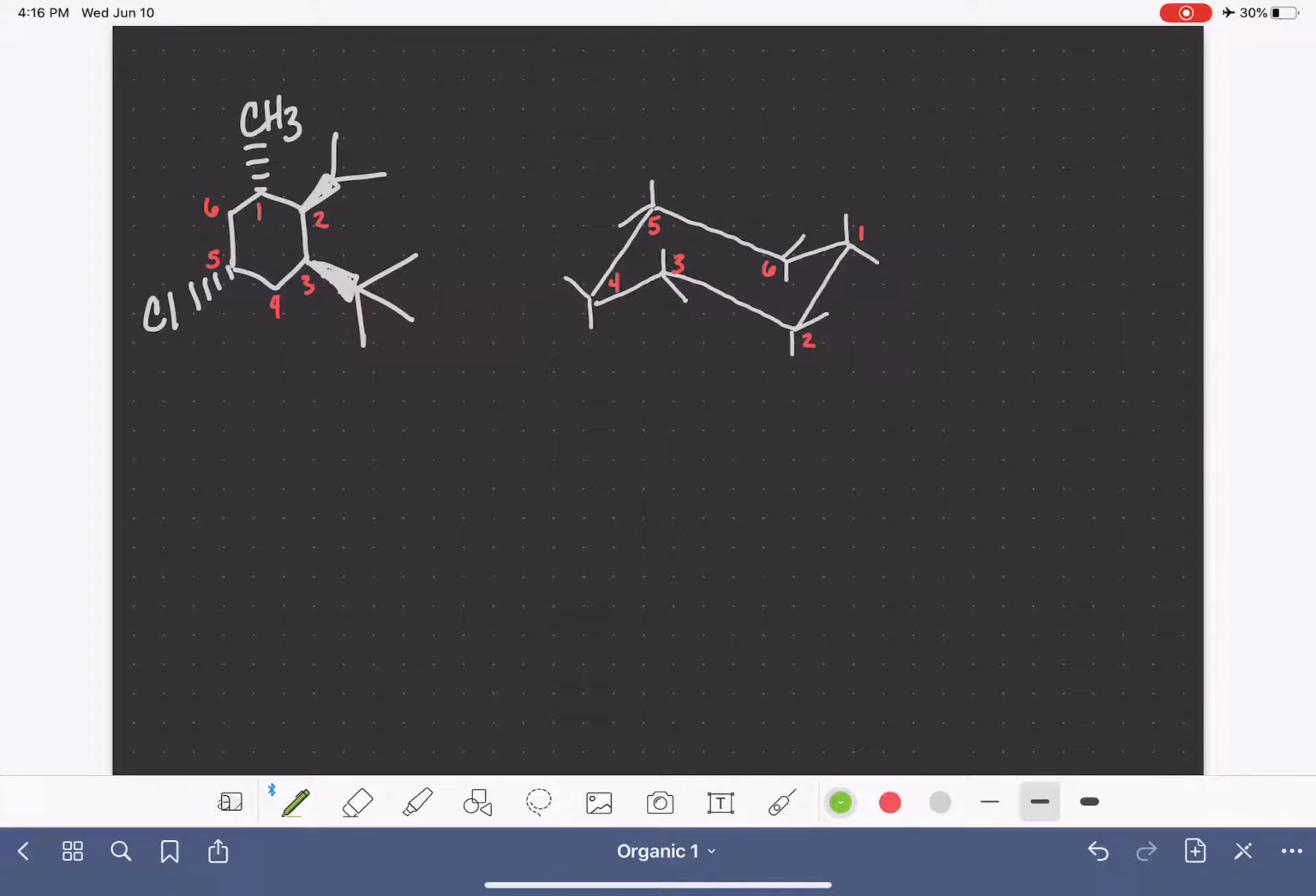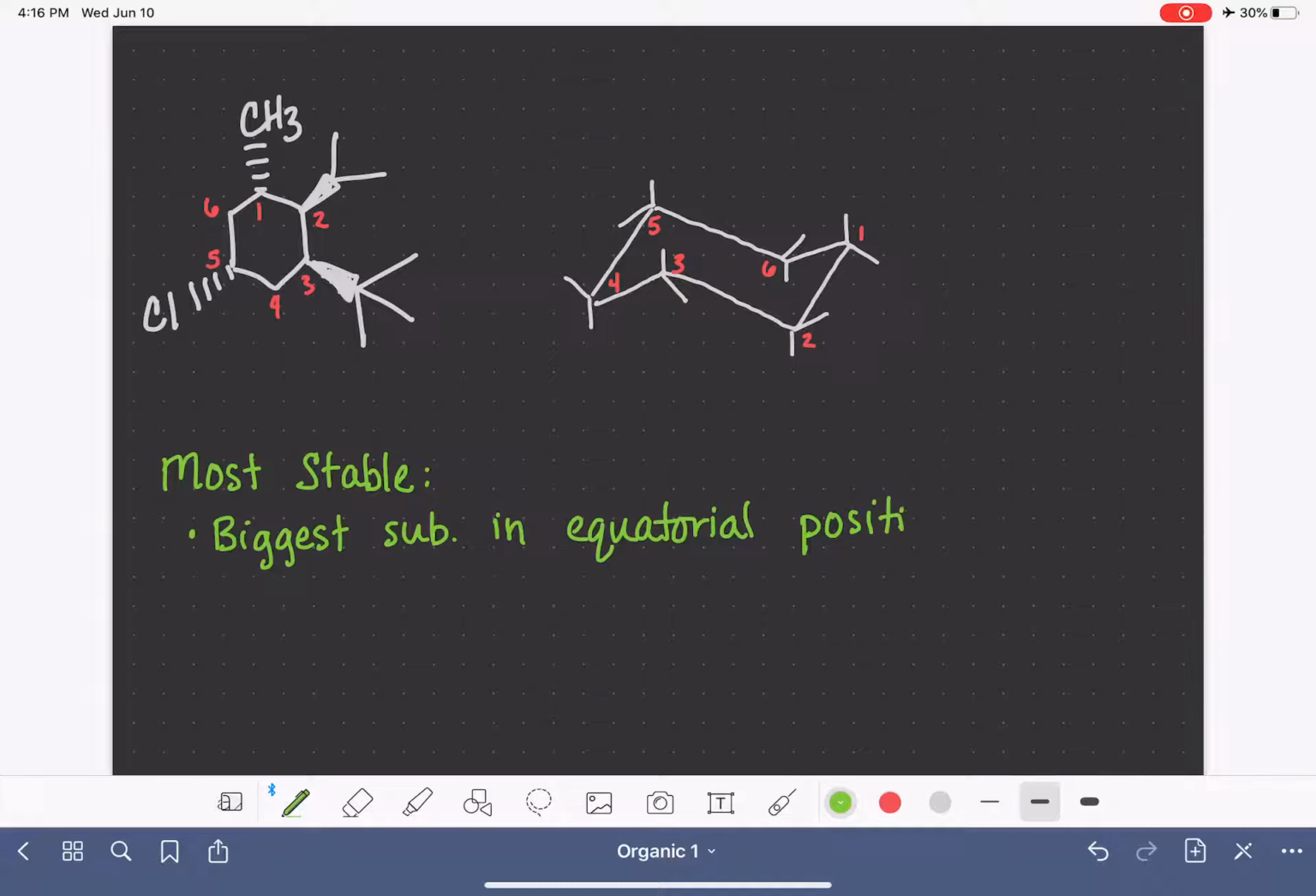So we've already learned that when we are looking for the most stable conformation, the best position to put substituents is in the equatorial position because that's where they have the most room. And also we've learned that we want to put the biggest substituent in the equatorial position. In case the terminology is getting overwhelming, the equatorial positions are the ones that are angled up or angled down. So our number one priority is to find the biggest substituent and put it in the equatorial position.